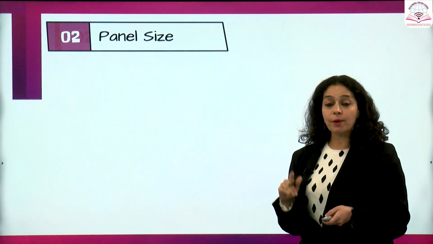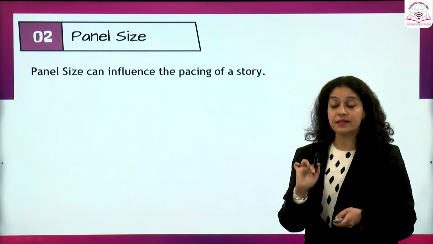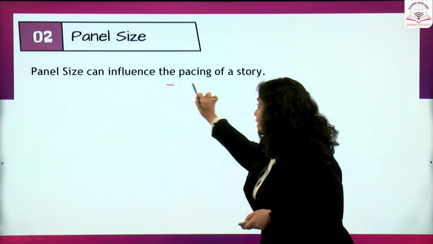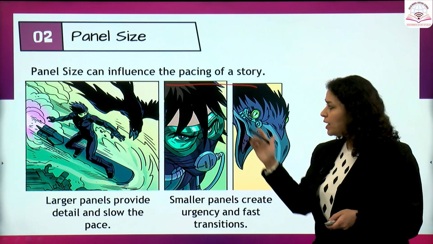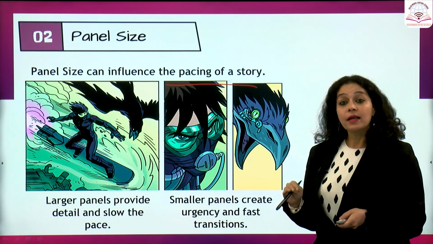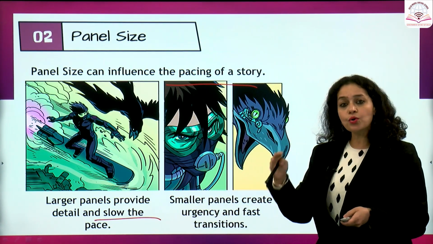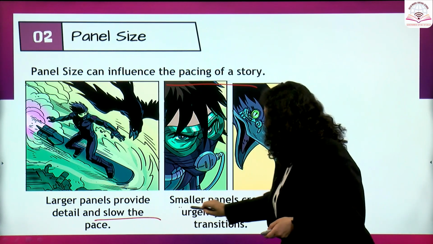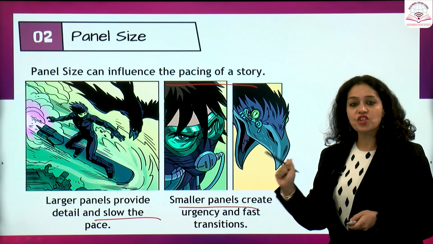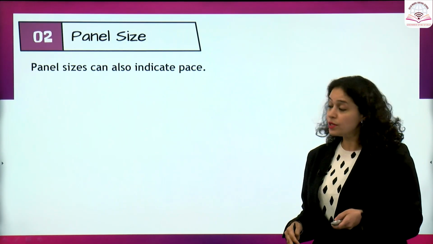Now let's talk about the second technique, that is the panel size. Panel size can actually influence the pacing of a story. And how? If we look at these panels, larger panels provide detail and also slow down the pace of the story. On the other hand, smaller panels create urgency and also fast transitions of the scene.